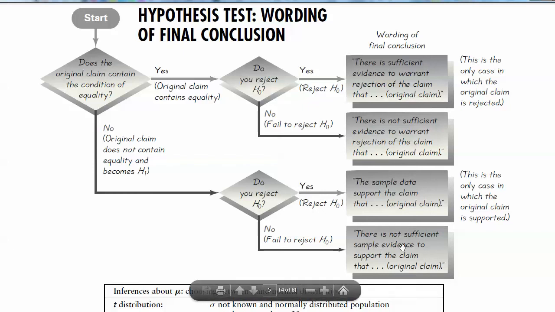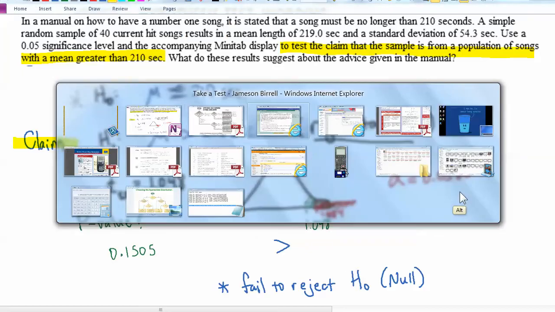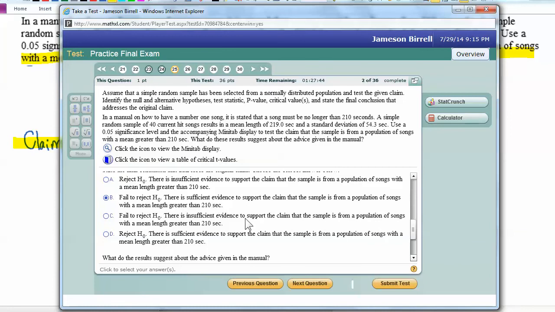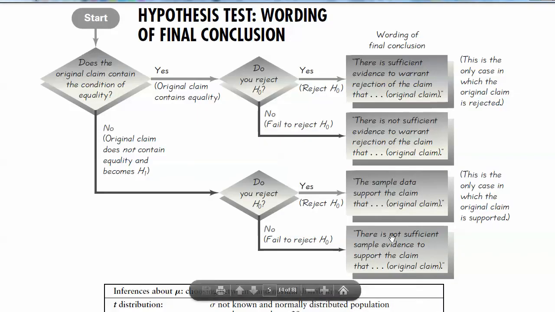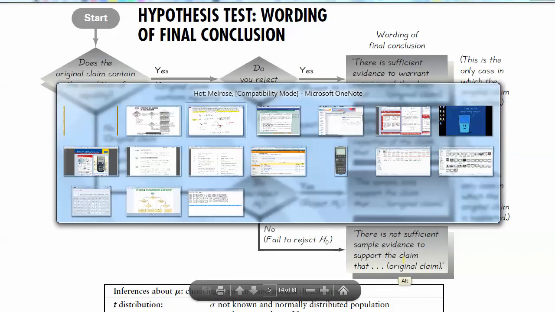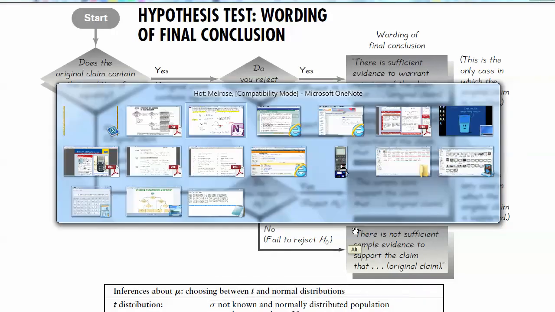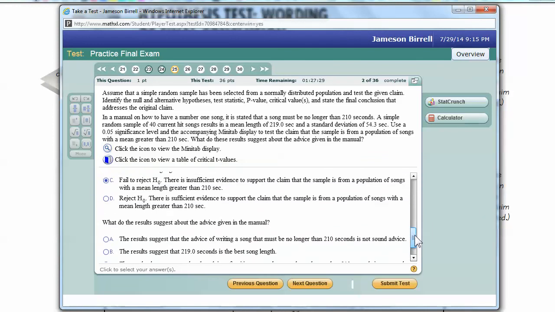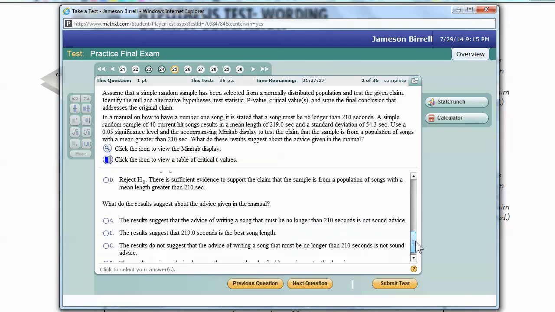And now this makes more sense why they were giving us those options. So there's insufficient evidence to support the claim. We want to be right here. There's not sufficient evidence to support the claim. Sorry I'm flipping around so much. A little too tired right now. But there we go.